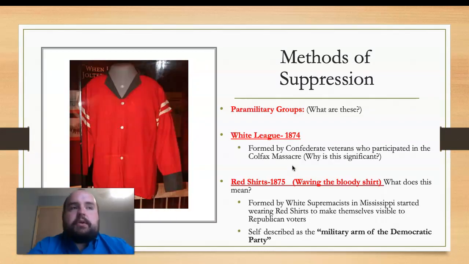So, first off, we'll look at some methods of suppression. They, of course, didn't just stop with posting mean-looking cartoons. White supremacists took a very active role in trying to suppress black voter participation. Paramilitary groups were one of the main ones. Does anyone watching at home know what a paramilitary group is? Around here, I'm sure a few of you have some idea.